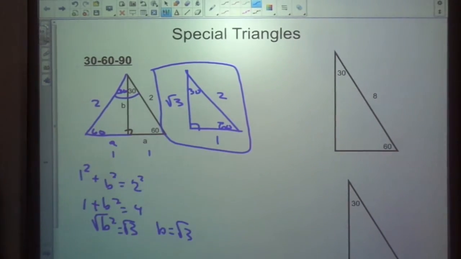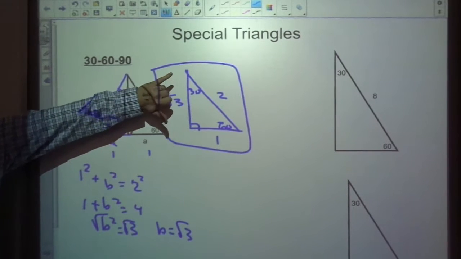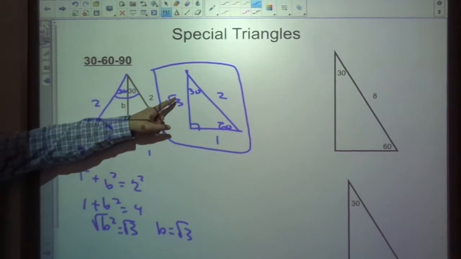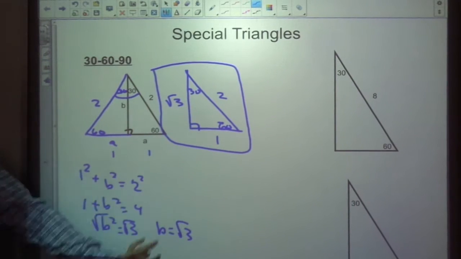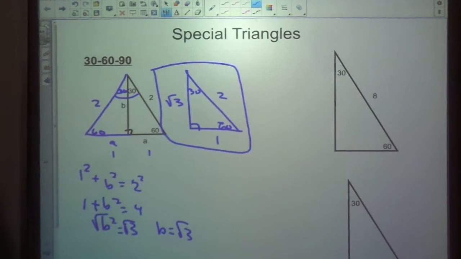So in this triangle, 30, 60, 90, remember when you have 30, 60, 90, we have a longer leg that's opposite the 60, a short leg that's opposite the 30, and the hypotenuse. And we see this kind of relationship start to happen.